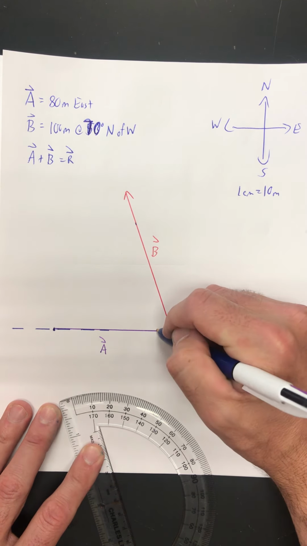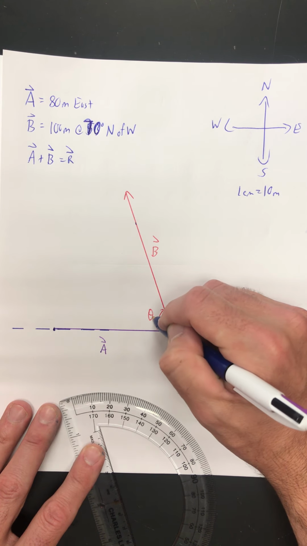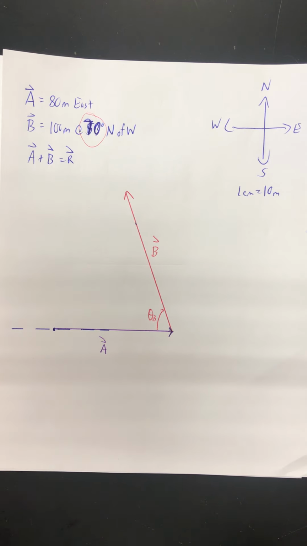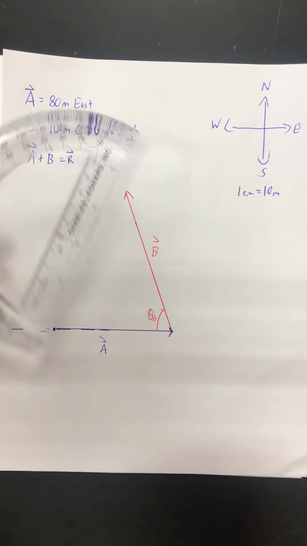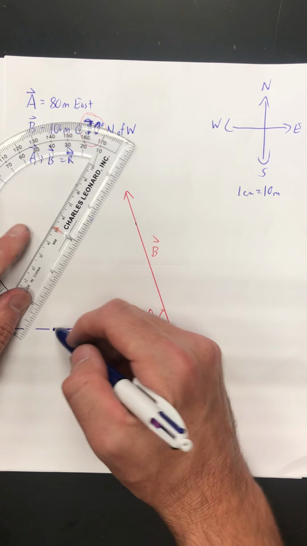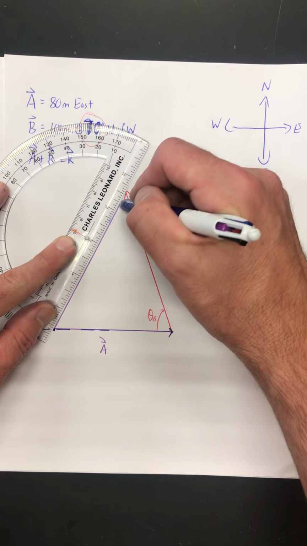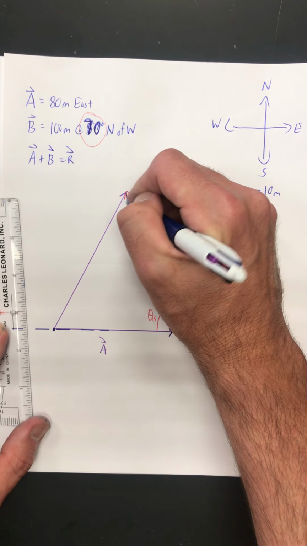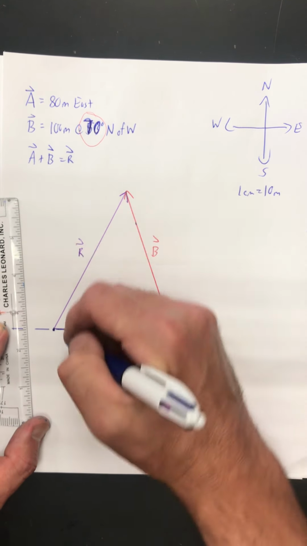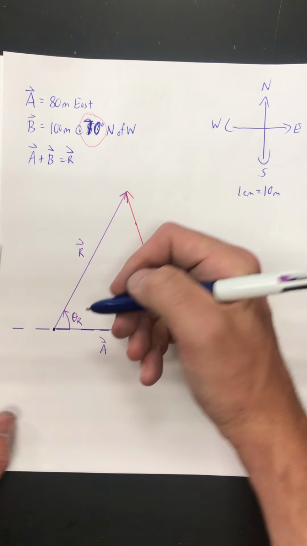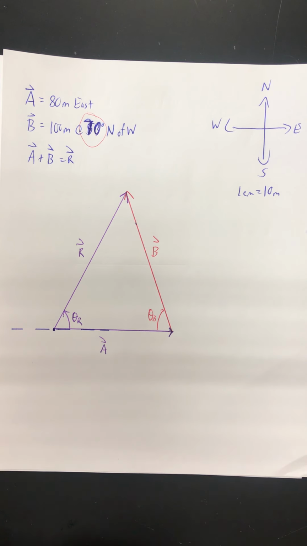Now I'm also going to label that angle there. That is theta B. That is our 70 degrees. So now I want to draw the resultant. The resultant should go from the beginning of the first to the end of the last. So the beginning of A in this case to the end of B. Okay, that's vector R. And here's the angle that vector R makes with the nearest horizontal, so I'll call that theta R.